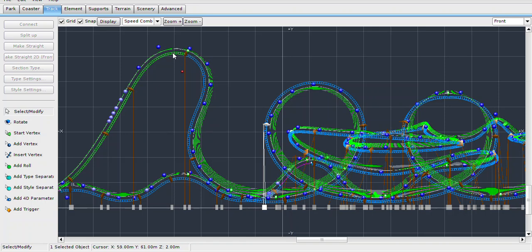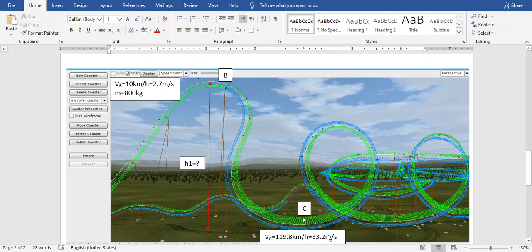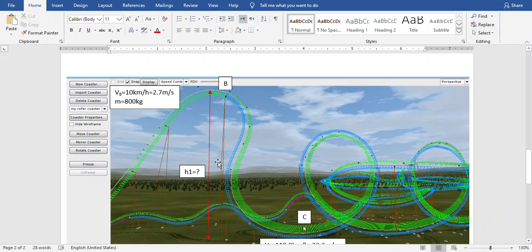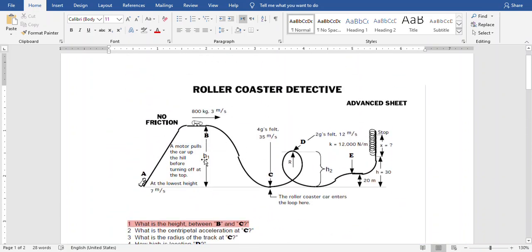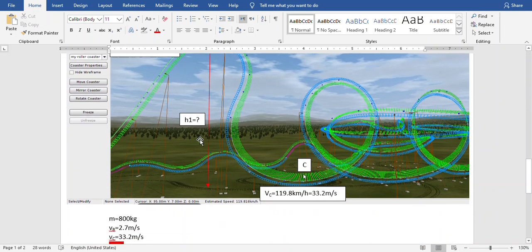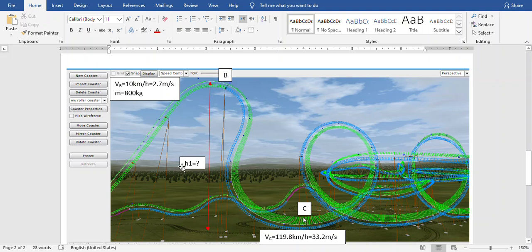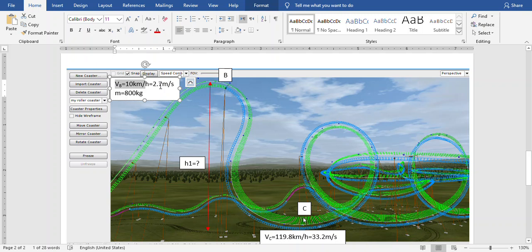I want to calculate h1 from this point here. Can you see my mouse? I am circulating here to the bottom, to here. Let me return to my Word. As I solved the problem here for h1, I want to solve it for my real roller coaster in NoLimits 2. Here vb is 10 kilometers per hour. I divide this by 3.6 to arrive at 2.7 meters per second.